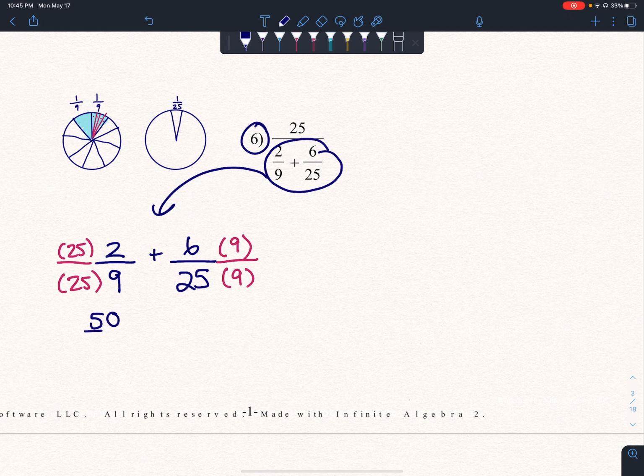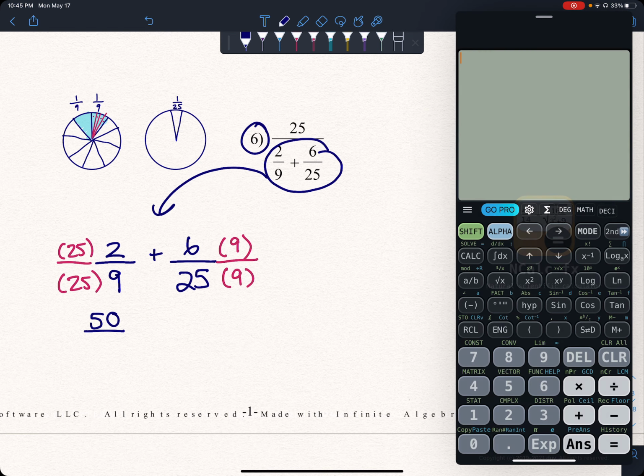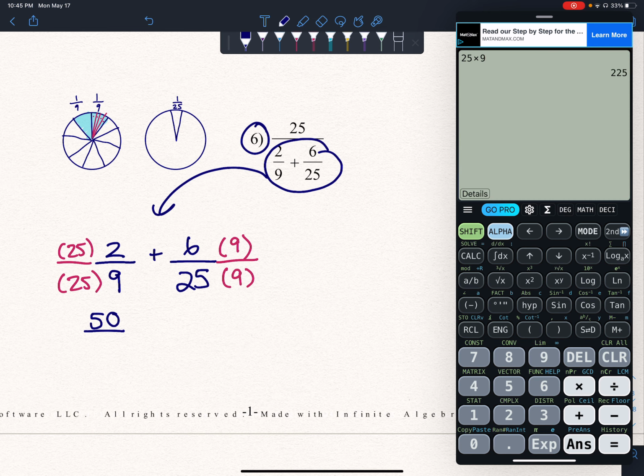So this is going to be 50 over, and that I can't do in my head. So let's grab our little calculator here. 25 times 9, we have 225 plus 6 times 9 gives us 54 over, and this denominator is going to give us the exact same thing. That's what we want, 225.